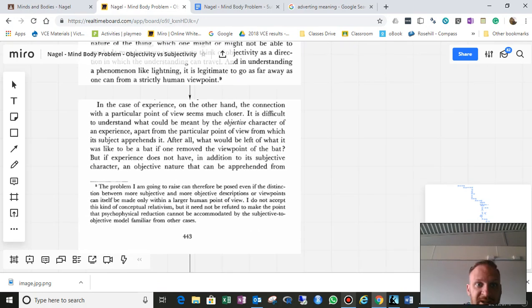In the case of experience, on the other hand, the connection with a particular point of view seems much closer. So point of view is a reference to consciousness, okay? It is difficult to understand what could be meant by the objective character of an experience apart from the particular point of view from which the subject apprehends it. So here we go. Here we have the objective kind of framework. Write that down.